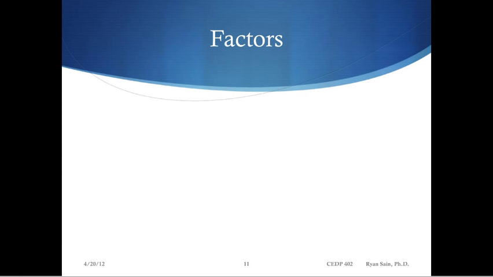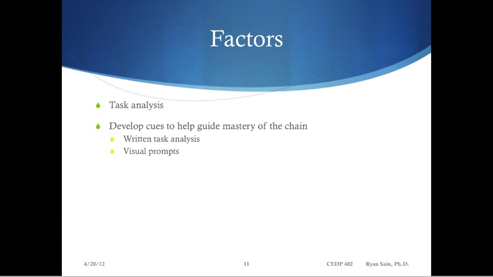All right, factors affecting chaining. Number one, task analysis. Make sure you've done a good one. Every possible step you can possibly think of should be in your task analysis. Sometimes you can skip some tasks, but you need all of them in there right off the bat. Right? Develop cues to help guide mastery of that chain. Right? Are there visual cues? Are there written cues? Are there self-instructions? What are those procedures?